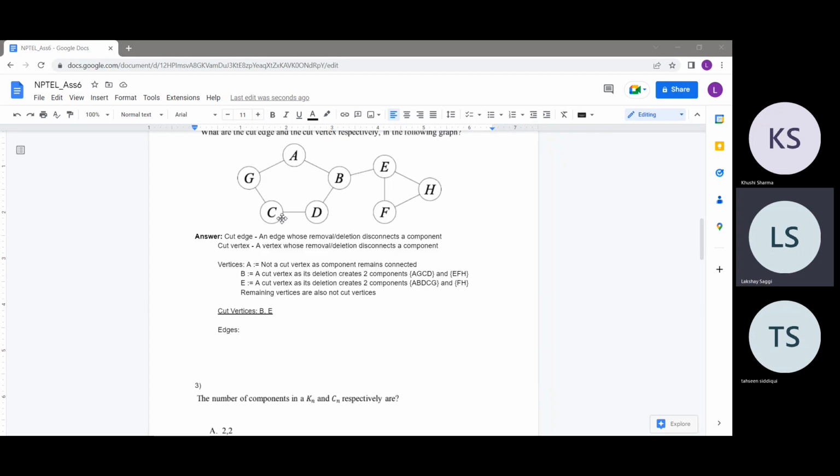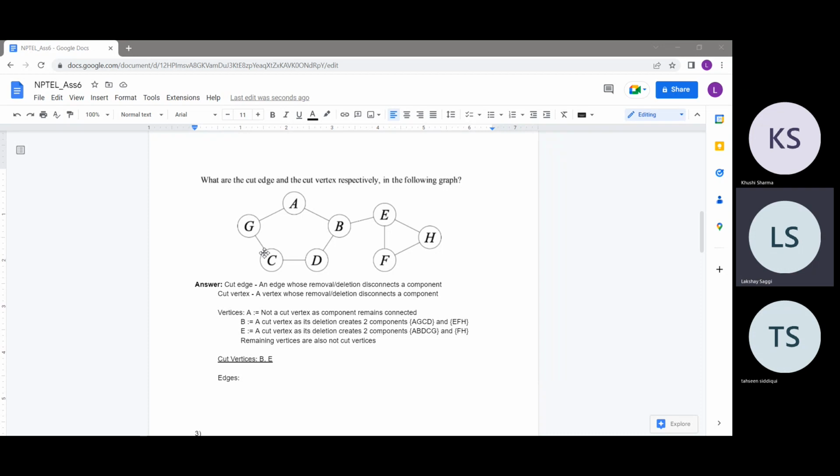Similarly, let's go to this CD edge. On deletion of this CD edge, we'll still have a single component, as deletion of the CD edge won't create any new components. Similarly for this BD edge, and for this EF edge, we'll still have a single component. Similarly for this FH edge and this EH edge. So basically we are trying to delete one edge at a time. I'm not deleting all of these edges together, just one at a time. Deleting just this won't create a new component. Deleting just this won't create a new component.